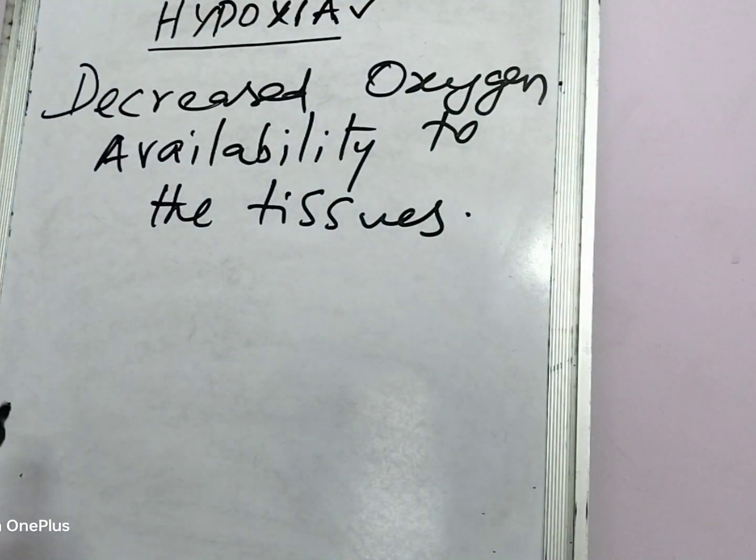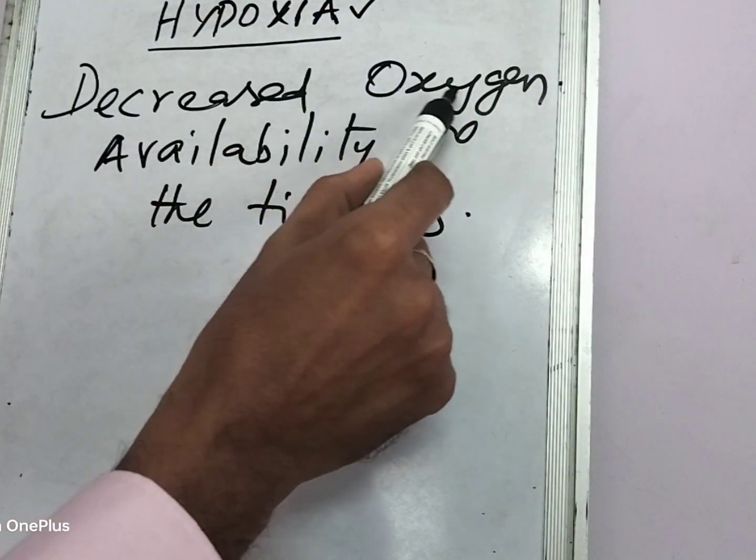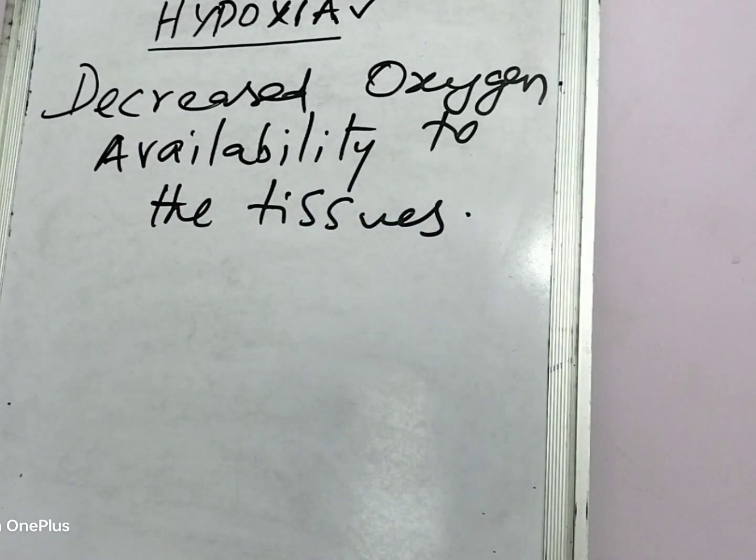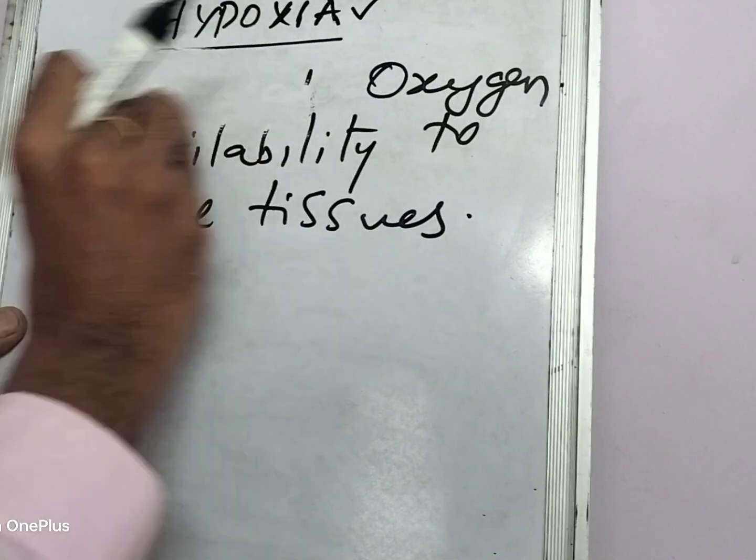So what is hypoxia? Hypoxia is decreased oxygen availability to the tissues. And there are so many types of hypoxia based on the cause. So based on the causes we are classifying the hypoxia into 4 types.